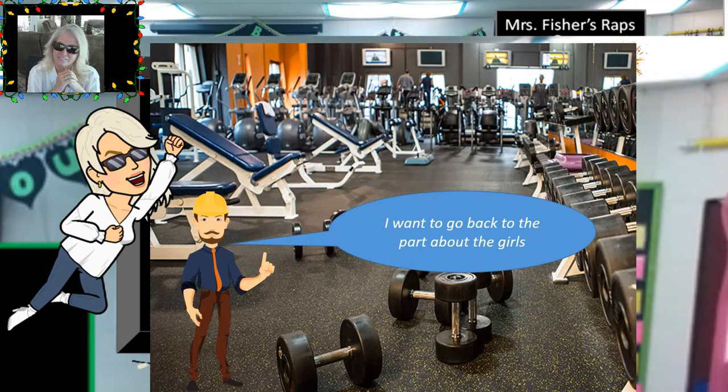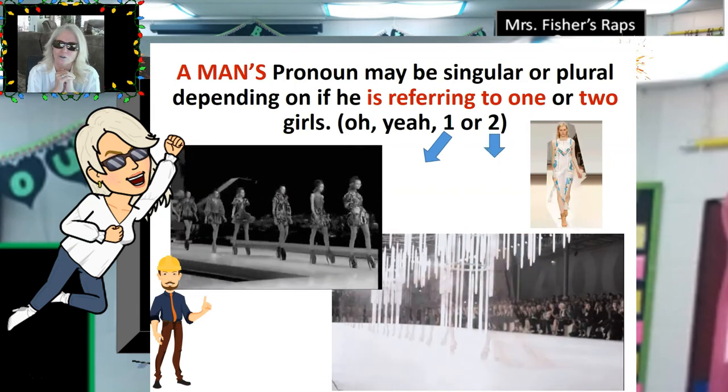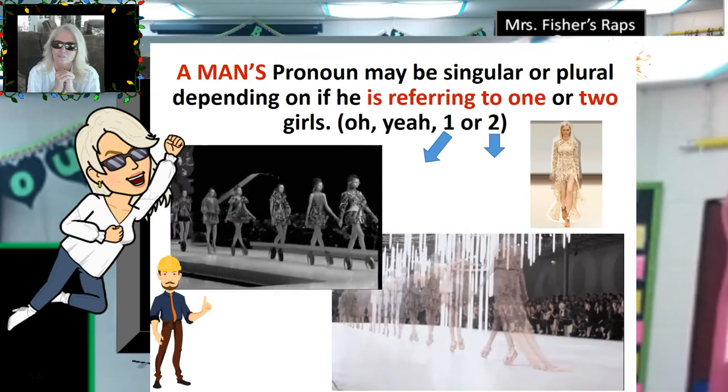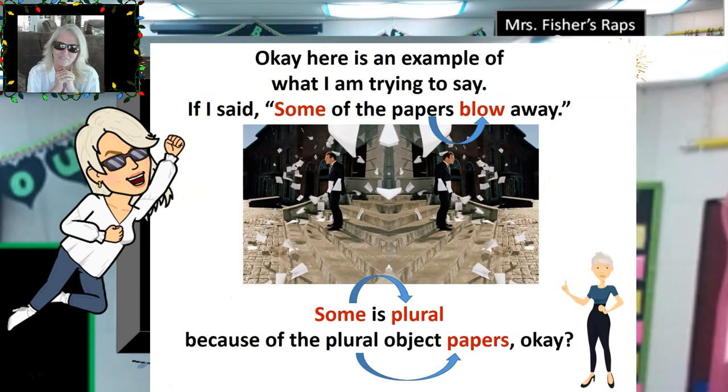Go back to the part about the girls. A man's pronoun may be singular or plural, depending on if he is referring to one or two girls. That's one or two, that could be you or you. Are you done having fun?